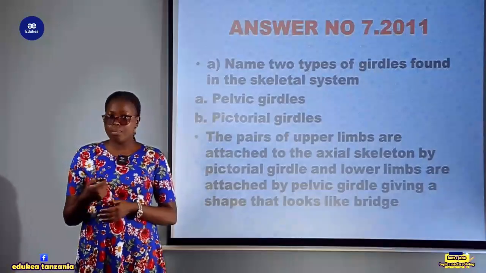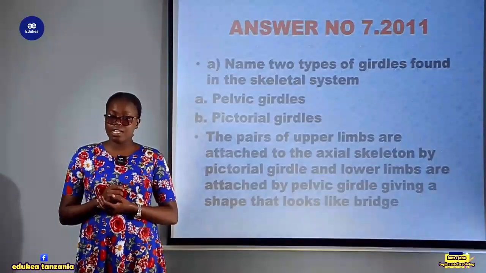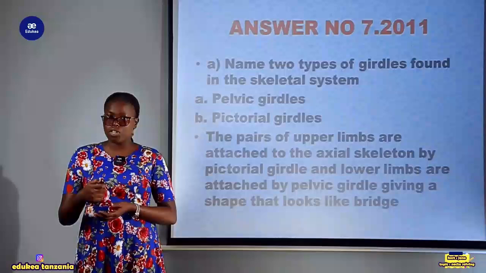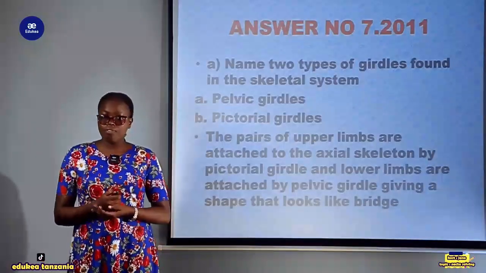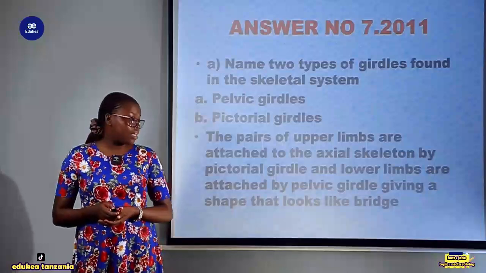So these are the two main types of girdles found in the human skeletal system: the pelvic and the pectoral girdle, where the pectoral girdle supports the upper limbs, while the pelvic girdle supports the lower limbs.